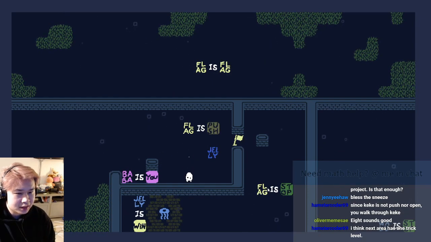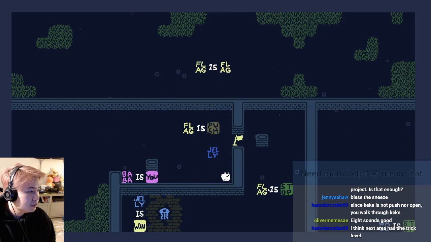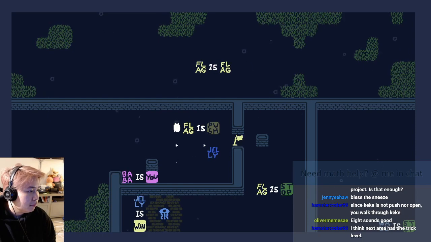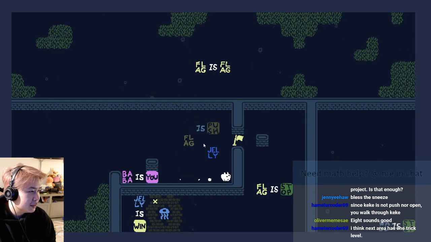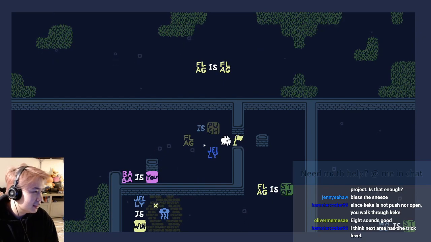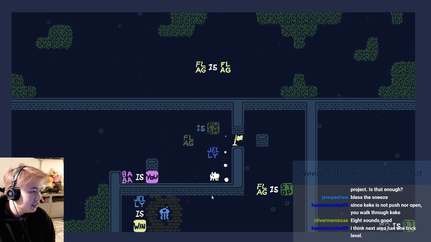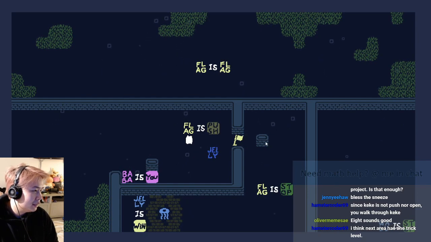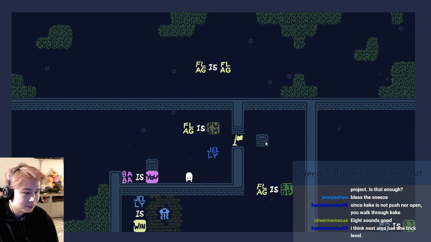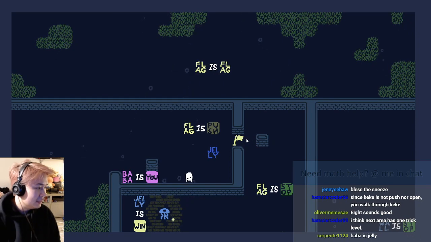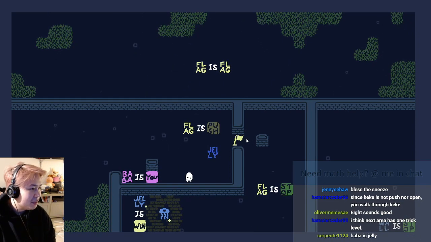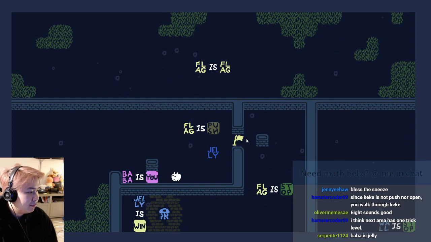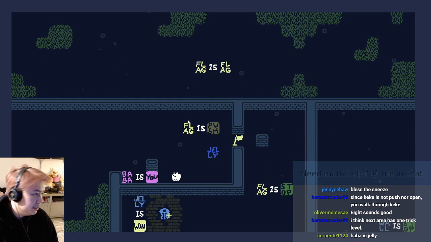Okay, so let's see the things that I can do. If flag is no longer pushed, then I can walk. Oh, flag is stopped, so I can't walk through. See, the issue here is if I just push this flag, then it's gonna stop by the wall. So then that just locks me in here. Can I make Baba is jelly? I can't make Baba is jelly, but I can make jelly is Baba.